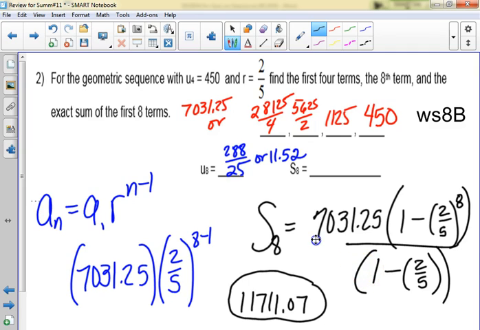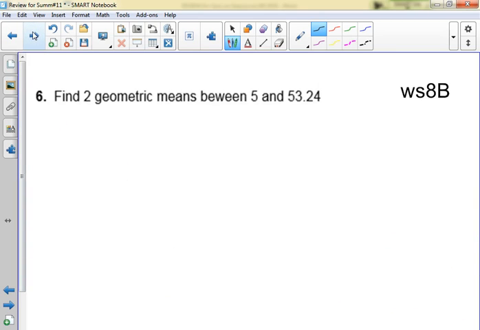Okay. Exactly like this. 7031.25 times parenthesis 1 minus parenthesis 2 divided by 5 parenthesis to the 8th. Then another parenthesis, then all divided by. Okay. And you can do it in some steps. You just got to be super careful.